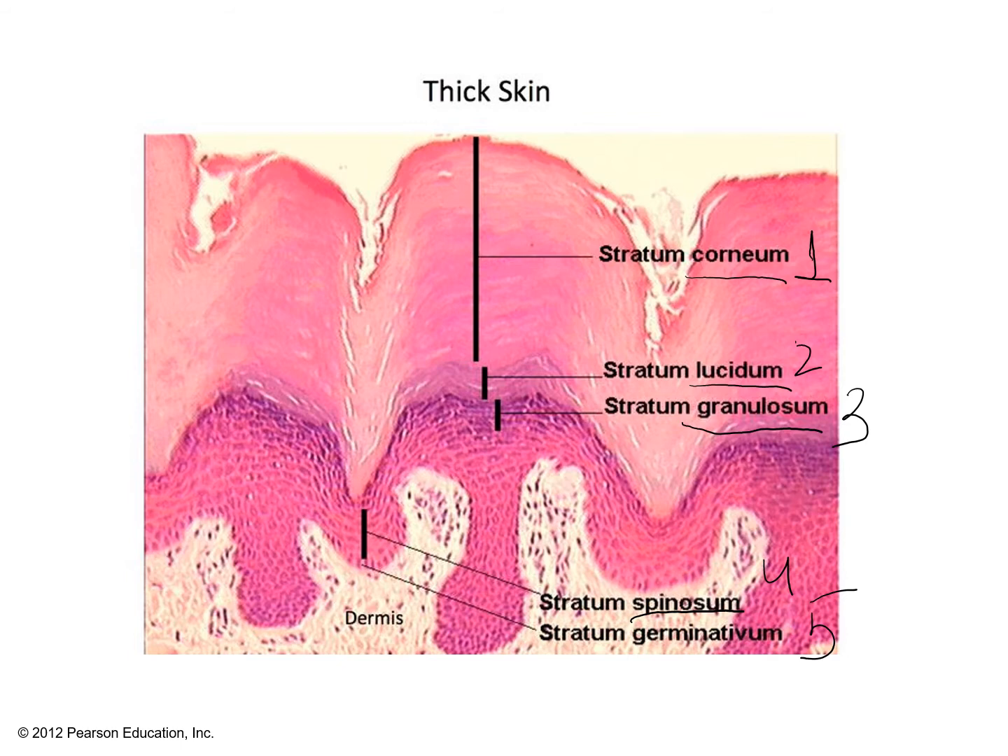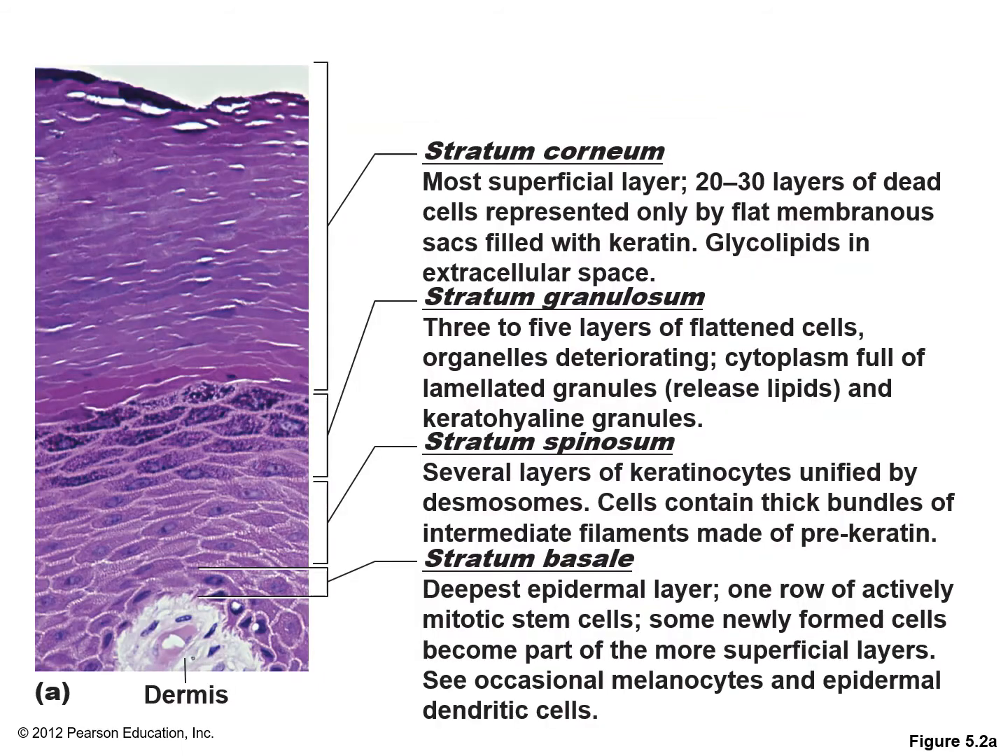And actually, if you have 5 strata, then this is thick skin. In the thin skin, the stratum lucidum is missing. So no stratum lucidum in a thin skin. So where would you find a thick skin? Thick skin you only find in 2 locations, on your palms and on your soles. So here is a thin skin, so you don't see stratum lucidum here.